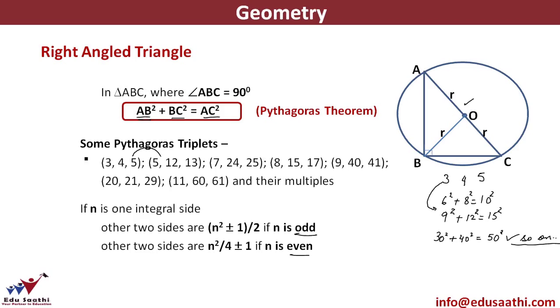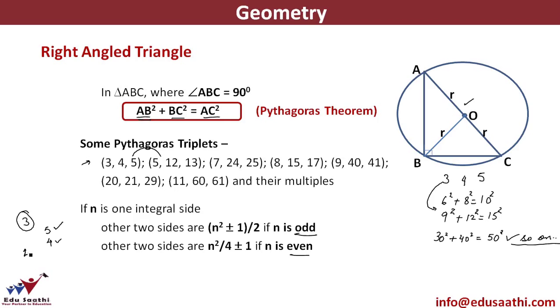Let me take this simple case. One side given to us is 3. Now the other sides would be 3 square, that means 9, plus minus 1, by 2. So 9 plus 1 by 2 is 5, and 9 minus 1 by 2 is 4. These are the other two sides that you have.